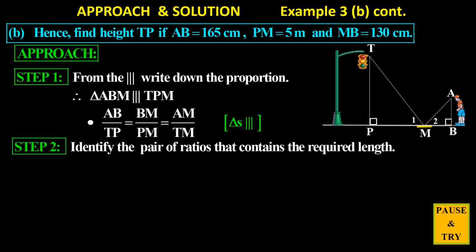But we don't want to use all three of them. We only need a pair. Okay? And we need to identify the pair that we're going to use. AB, so we definitely have AB. TP, that's missing. So I definitely need to use AB and TP. BM, we have BM's measurement. And we have PM's measurement. So we're going to use the first pair there.